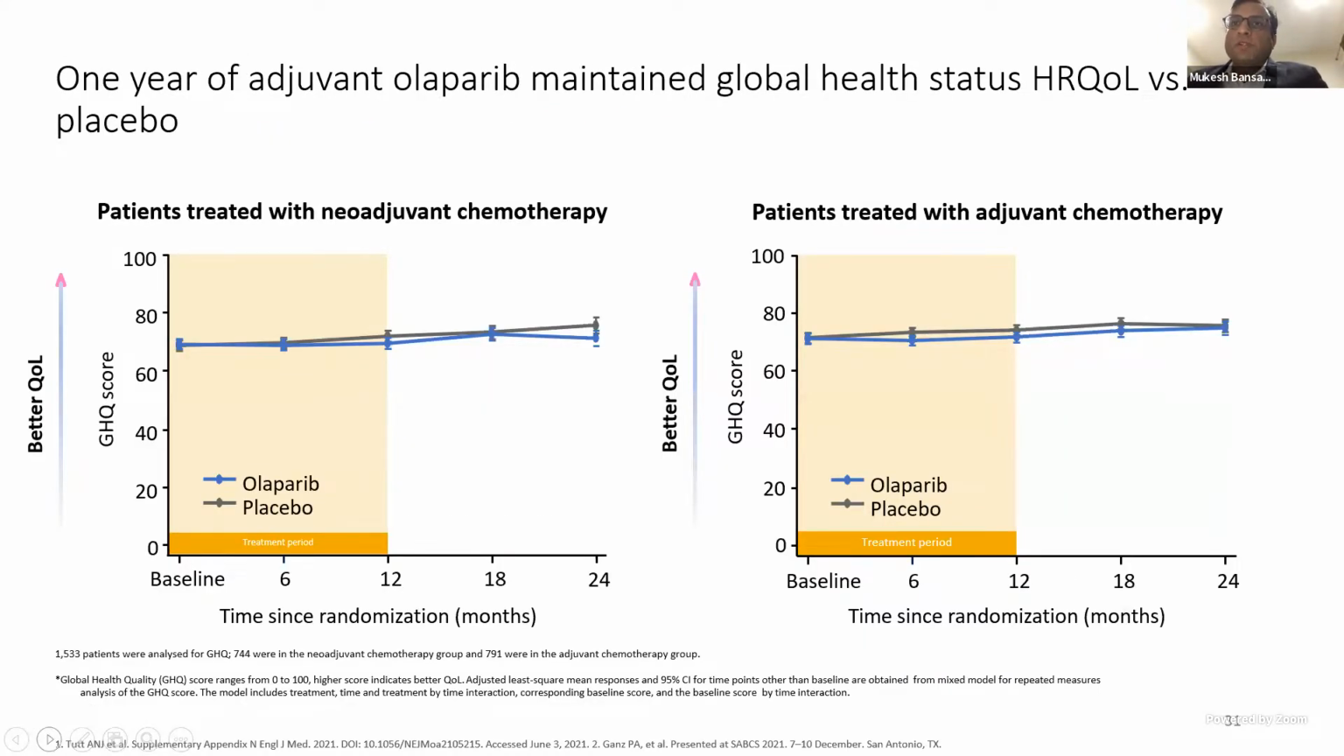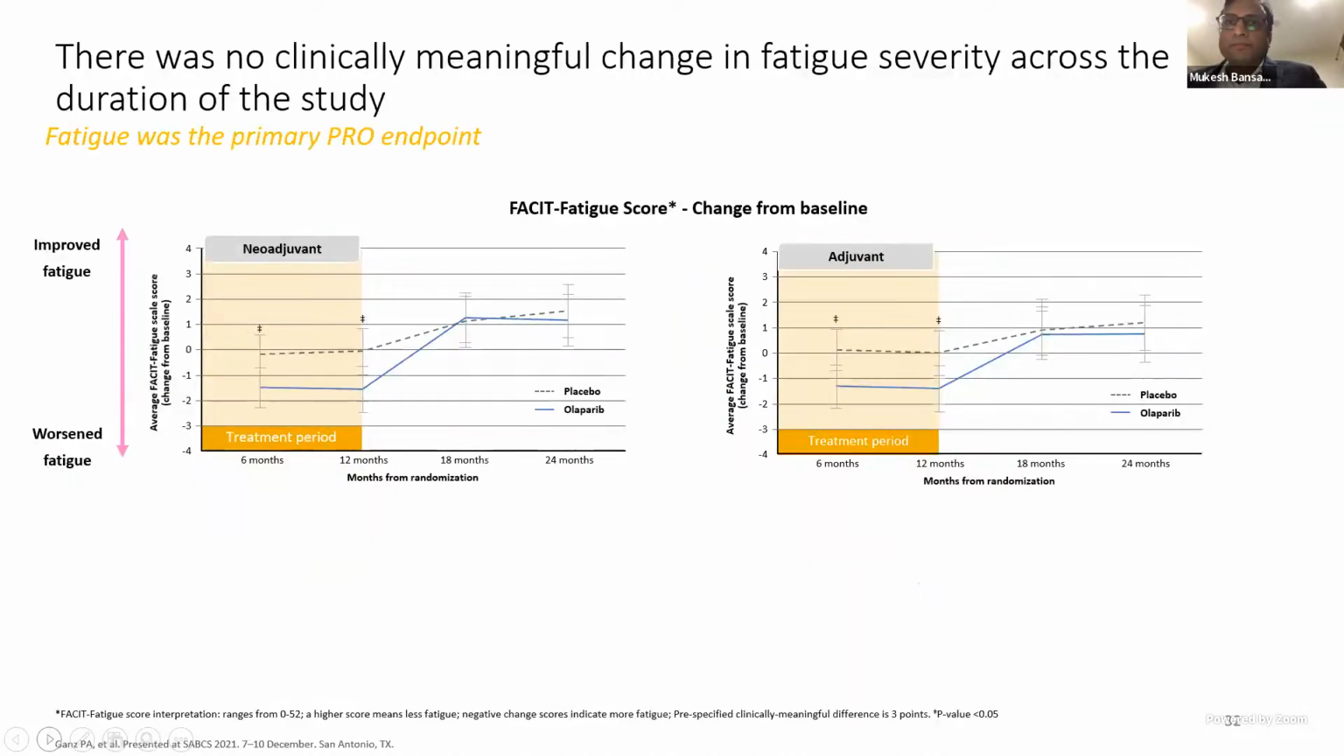So 1 year of adjuvant olaparib maintained global health related quality of life, as we can see in the graph. In both the neoadjuvant group and the adjuvant group, quality of life was maintained with the use of olaparib compared to placebo. Next slide, please.